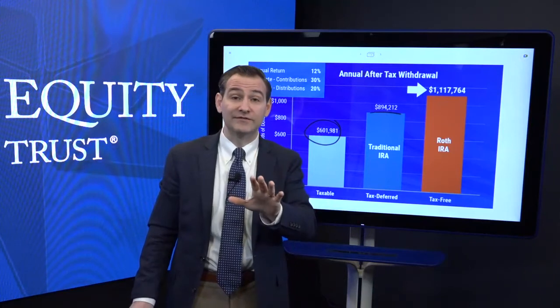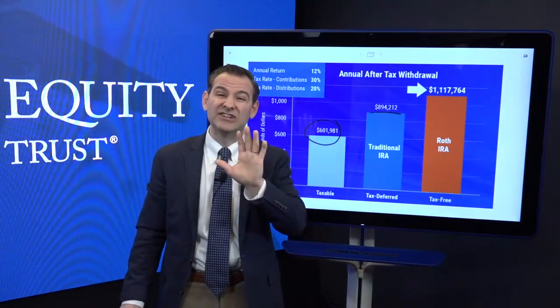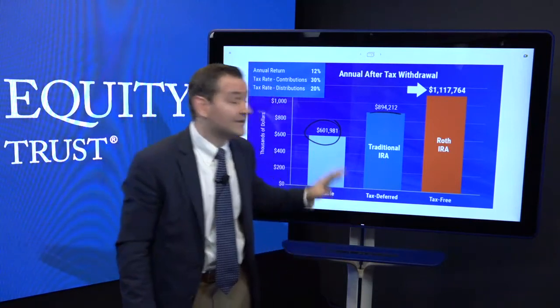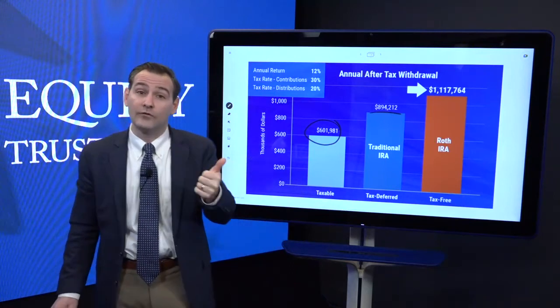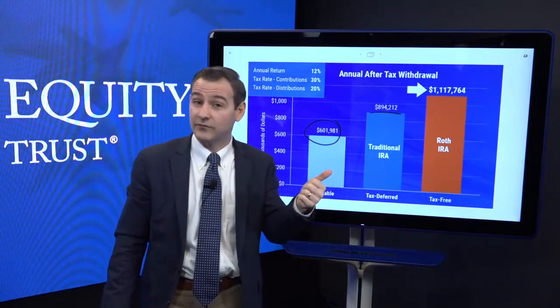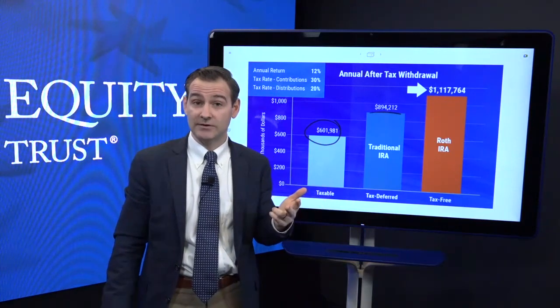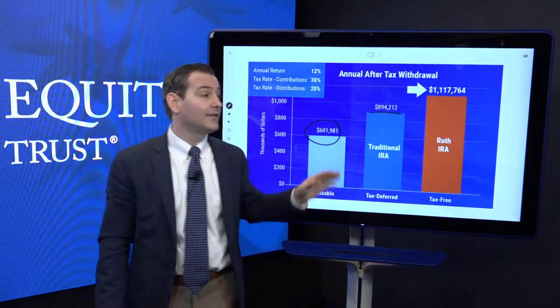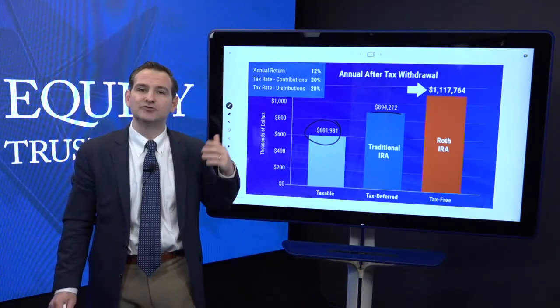I hope you enjoyed this video on the difference between a traditional IRA and Roth IRA. We have additional training coming up on how to fund a traditional or Roth IRA through a rollover from an employer-sponsored plan like a 401k, a transfer from another IRA, a contribution out of pocket, or, like I mentioned before, converting funds from a traditional IRA to a Roth IRA.